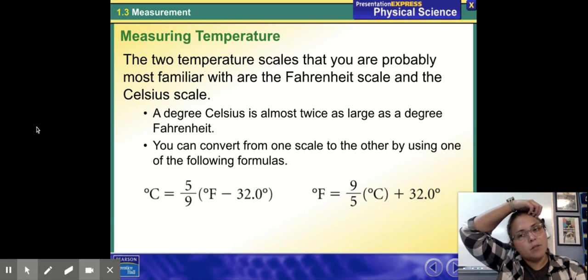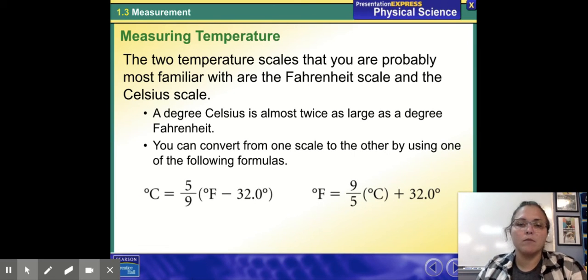So the 2 temperature scales that you're probably most familiar with are the Fahrenheit scale and the Celsius scale. We generally talk about temperature like when you're watching the weather. They're going to be saying that in Fahrenheit. And then in science class, we're generally going to talk about it in Celsius. A degree Celsius is almost twice as large as a degree Fahrenheit.